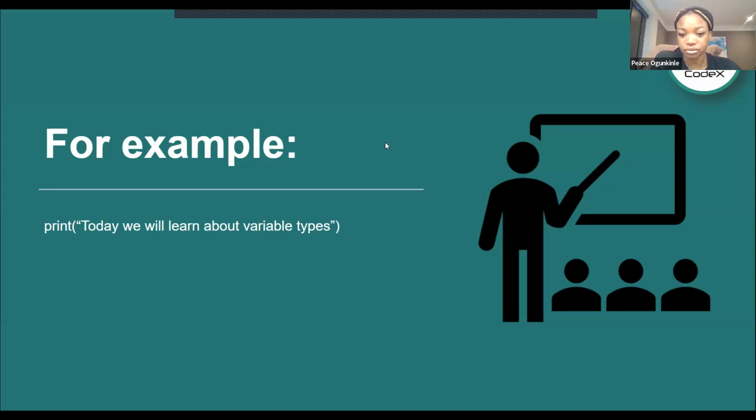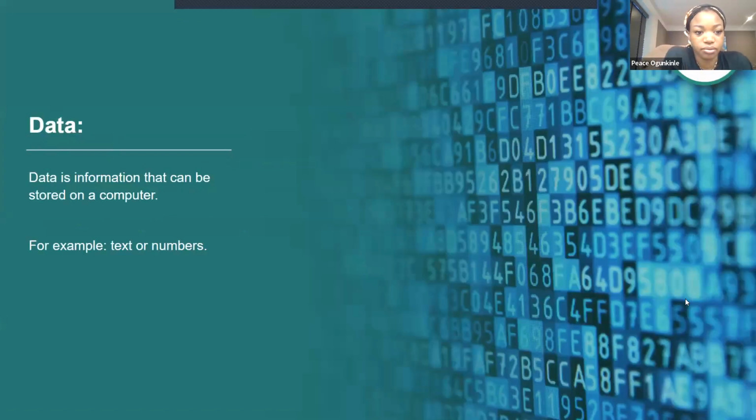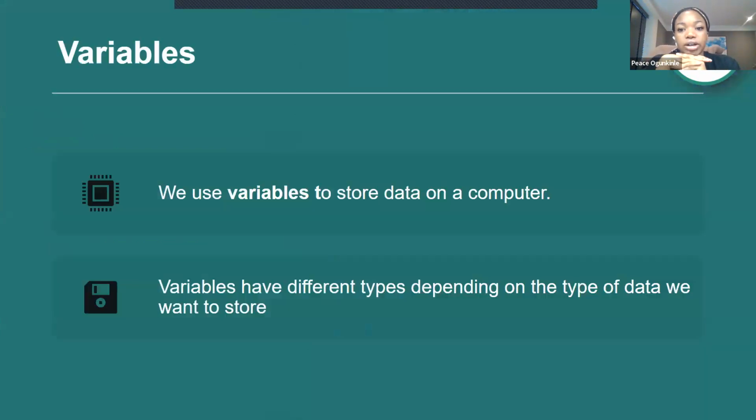Okay. So I hope everyone managed to try the print functions. Next slide, please. Okay, data is information that can be stored on a computer, such as text or numbers. You can also store images. There's a lot that you can store on computers, and for that we use variables. Variables can be seen as containers for data, and you can also give them a name. And they can have different types depending on what type of data you want to store.